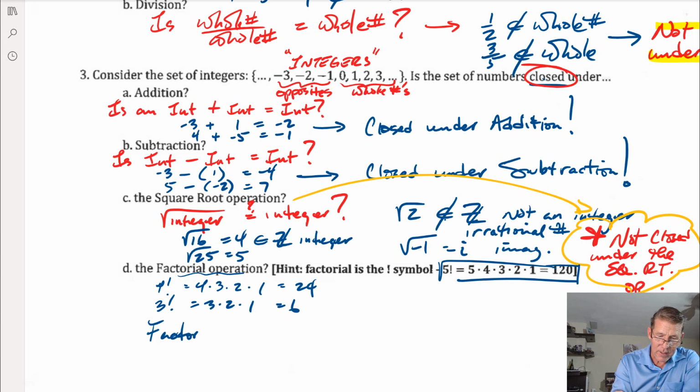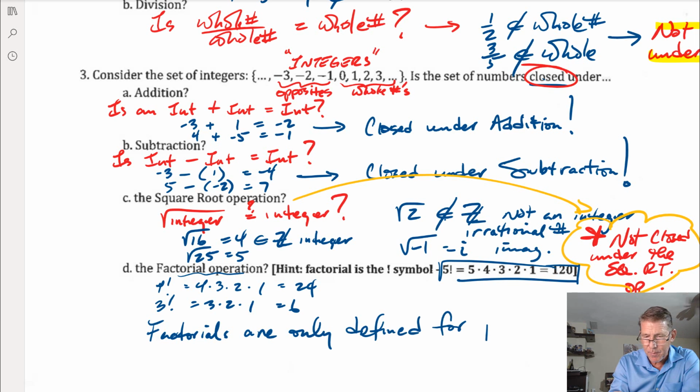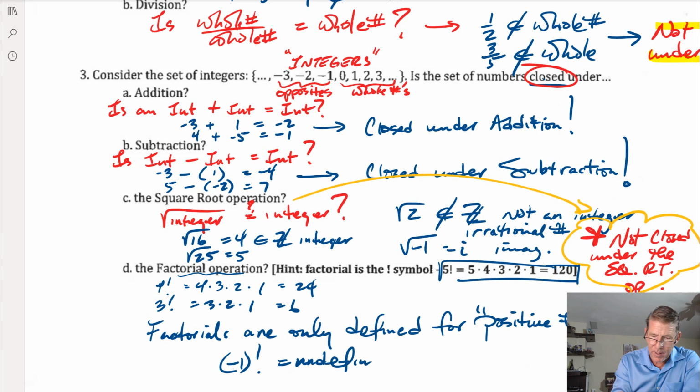Okay, factorials, and you can research this, just Google online. Factorials are only defined for positive numbers. Keyword positive. Okay, so -1 factorial is undefined, and because of that, it's not closed.